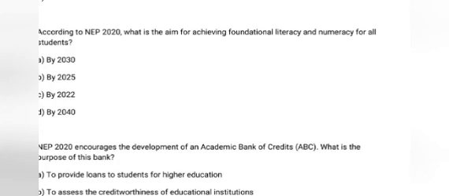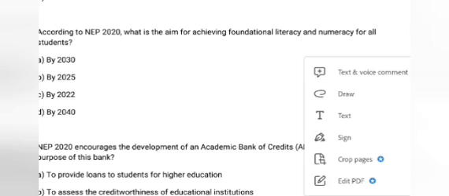According to NEP 2020, what is the aim of achieving foundational literacy and numeracy for all students by 2030, by 2025, by 2022, and 2040? Correct answer will be, it will be 2025. This is according to my research.